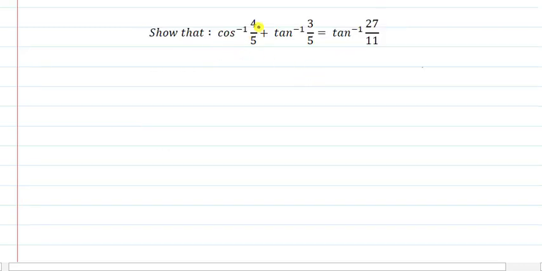Here is the problem. Show that cos inverse 4 upon 5 plus tan inverse 3 upon 5 is equal to tan inverse 27 upon 11. To prove this using the properties that we have just discussed, either we need to change cos inverse 4 upon 5 into tan inverse of some value, or tan inverse 3 upon 5 into cos inverse of some value. But in this question, we need to prove that on the RHS it is tan inverse 27 upon 11.